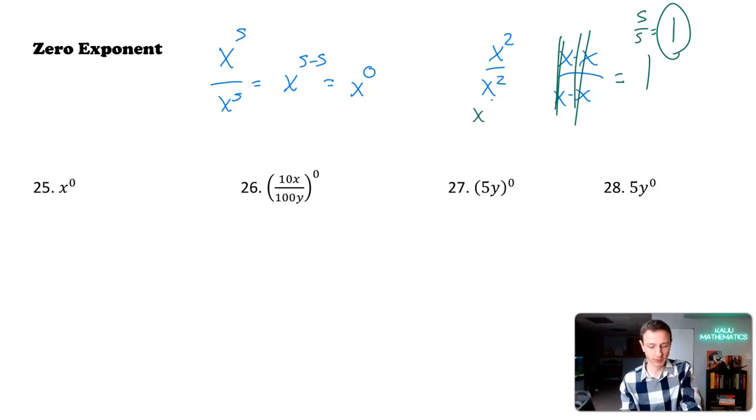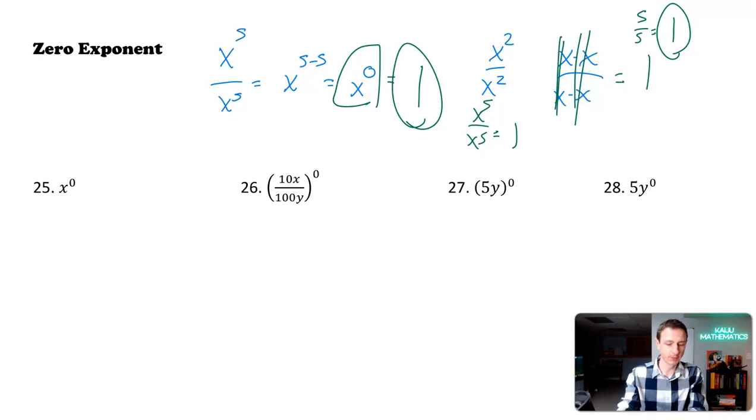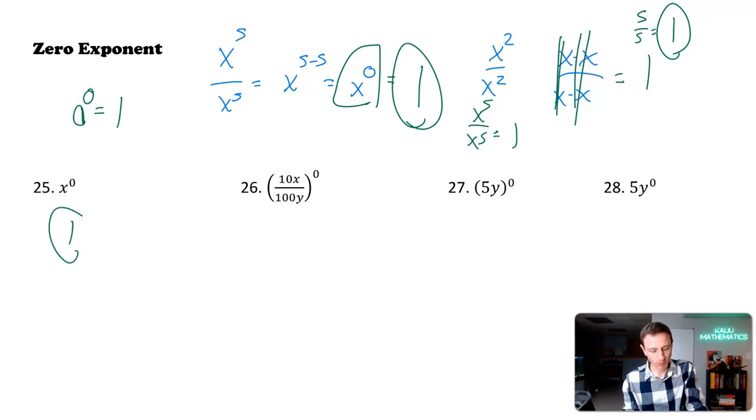Same thing's going to happen. What if it was x to the 5th over x to the 5th? Same thing's going to happen. 1, because everything cancels out. So what is x to the 0 power? 1. Anything to the 0 power is 1. A to the 0 power is 1. Any number to the 0 power is always 1. So 25, x to the 0, 1.